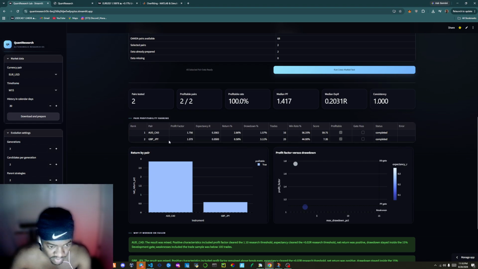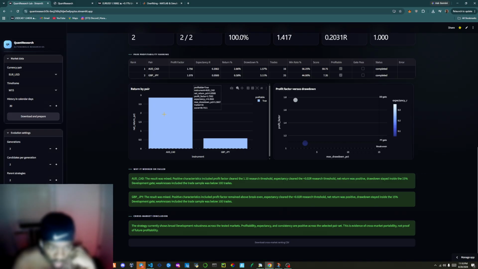This one was barely profitable. Didn't really get that much back, 0.58%, and then the drawdown was at 3.11, so higher, and then you had higher trades. So AUD/CAD, this is a very strong strategy, and then it gives you why it worked.